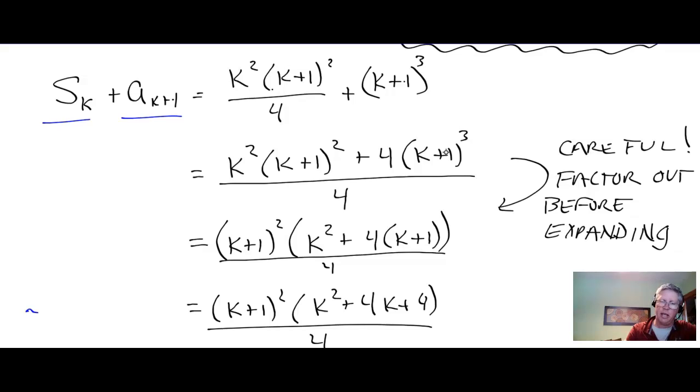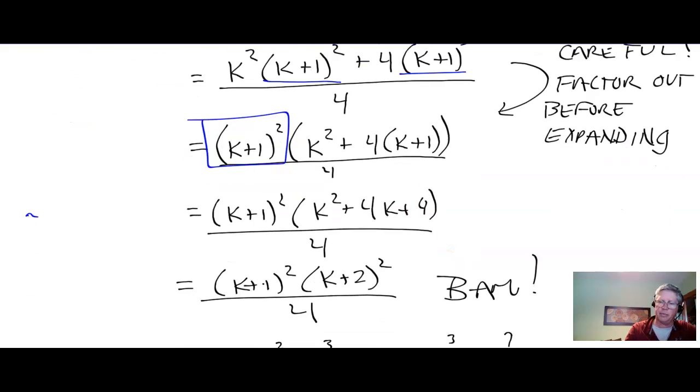I'll say it again. It looks like I've got a k plus 1 squared in both, so that's what I'm going to factor out. Now I've got some stuff, but at most it's going to be quadratic, so I multiply that out.